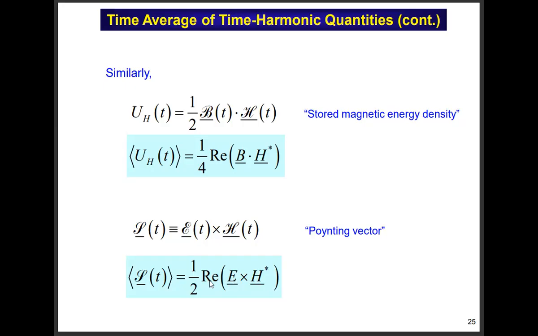Now notice the real part. If I forget the real part and I just say 1/2 E cross H conjugate, that's going to be a complex vector, right? Question. Think of an analogy from circuit theory. 1/2 E cross H conjugate is a complex vector. What do you think I'm going to get if I take the imaginary part of it? Any guesses? The real part gives me watts per square meter flowing in space.